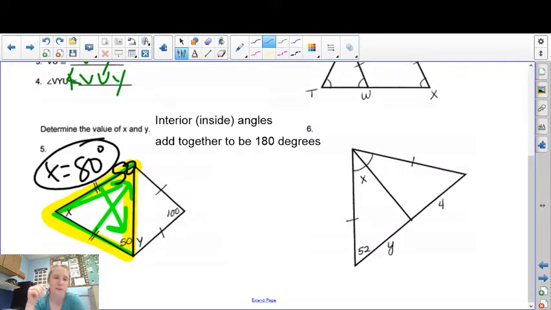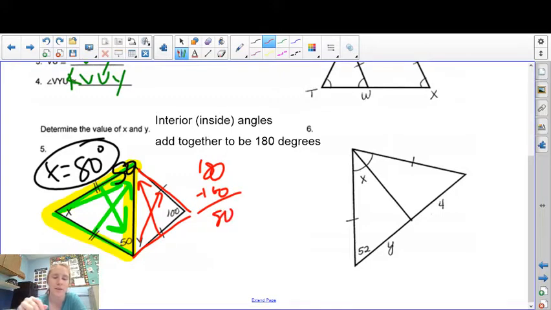All right, let's do the second one. Again, I see this side is congruent to this side, so it means that this angle and this angle must be equal. I see I already have 100 degrees, so 180 minus 100 is 80, so I have 80 degrees to work with between two equal angles. So I'm going to divide him in half, so y is equal to 40 degrees.